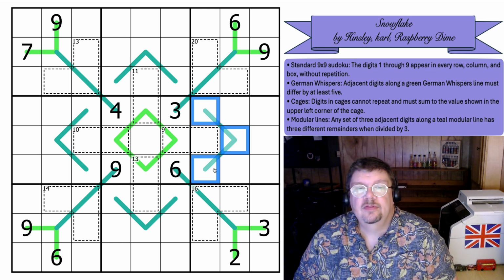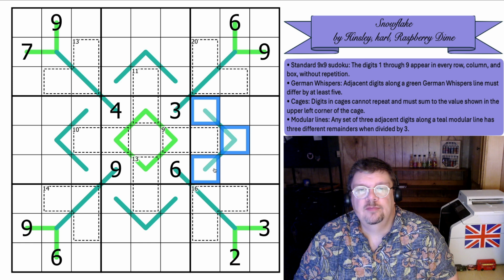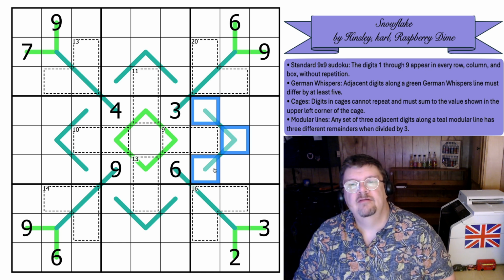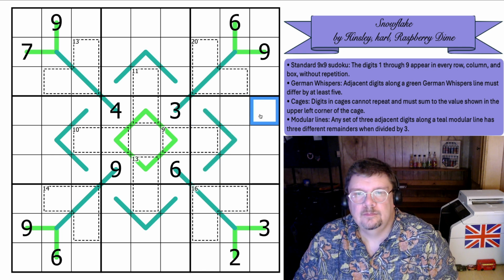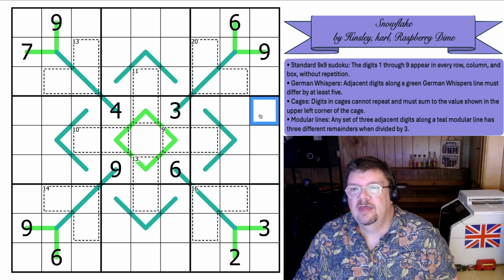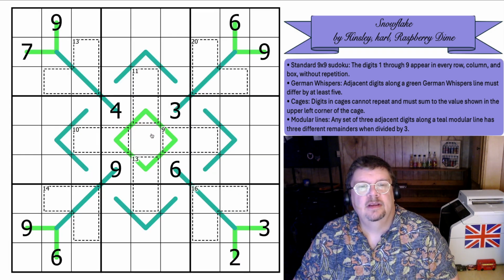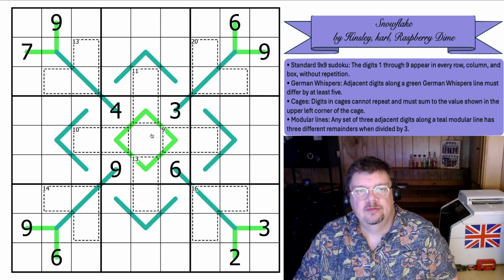So we can split up the digits from 1 to 9 into 3 groups. 1, 4, and 7 have a remainder 1 when divided by 3. 2, 5, and 8 have a remainder 2. And 3, 6, and 9, of course, have a remainder 0. All right, with that, we are done with the rules. So I'm going to restart the puzzle to reset the timer. And let's begin.